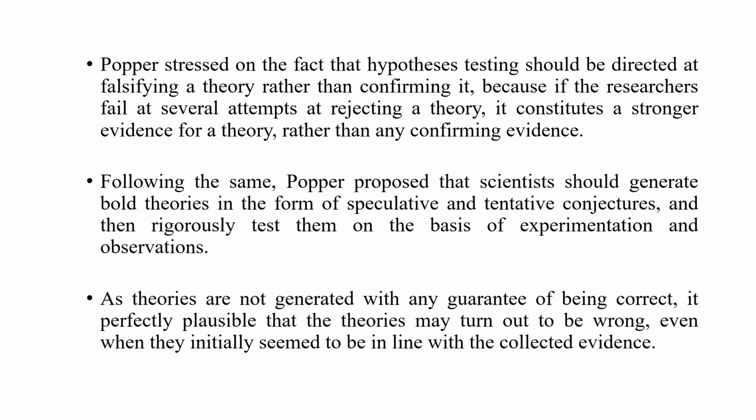Now, as scientific theories typically are not generated with any guarantee of being correct, it is perfectly plausible that theories will turn out to be wrong every once in a while, even when they initially seemed to be in line with the collected evidence. So every once in a while it allows scope for theories to be modified, corrected, or even be junked.